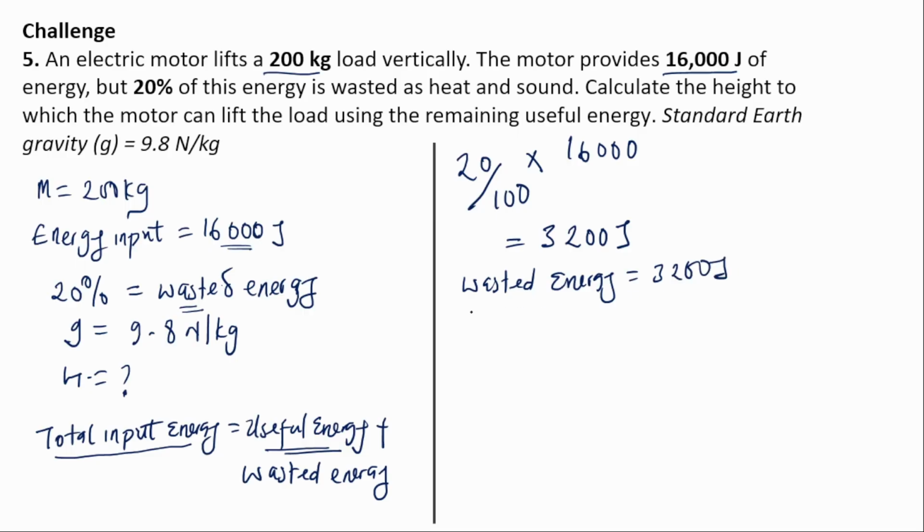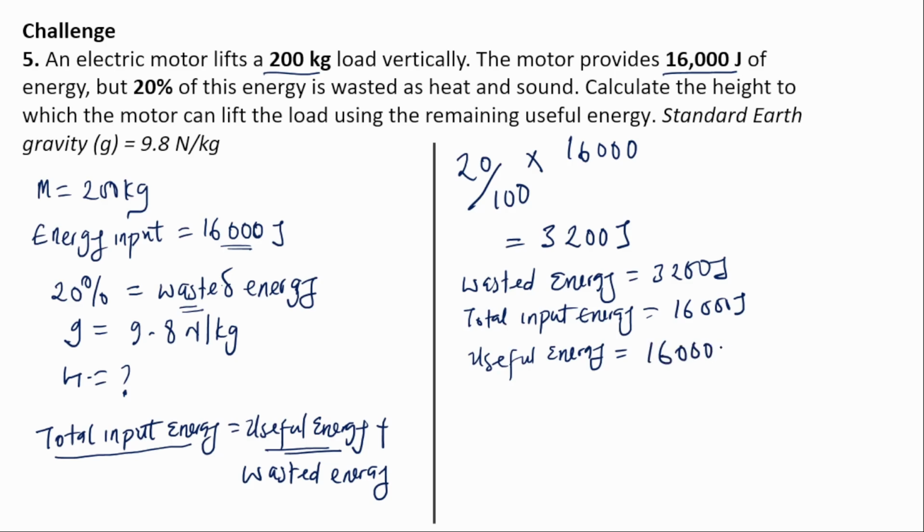We know that our total energy is equal to 16,000 joules. And now we can find the useful energy by subtracting 3,200 from 16,000. So 16,000, take away 3,200. I'm basically rearranging this equation to solve for useful energy. So that would give us 12,800 joules.